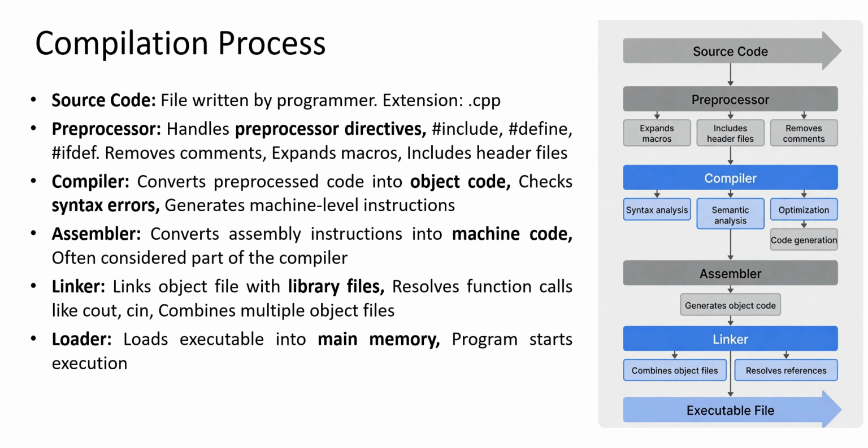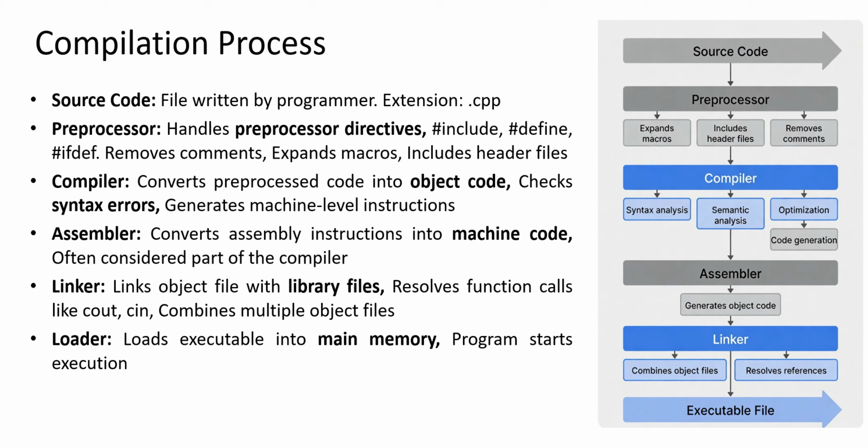The process begins with the source code, which is the .cpp file written by the programmer. This file contains C++ statements, functions, and logic. Next, the code is passed to the preprocessor. The preprocessor handles directives such as #include, #define, and conditional compilation statements. At this stage, header files are included, macros are expanded, and comments are removed.